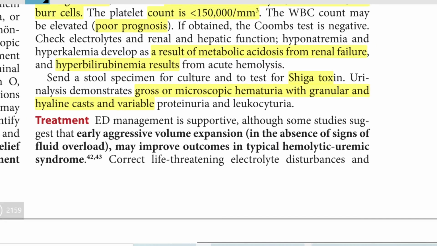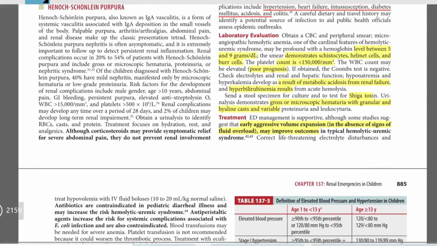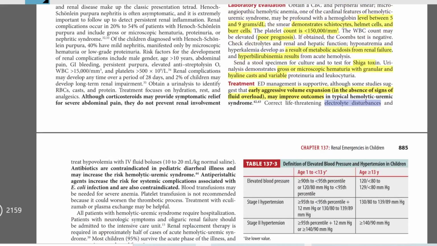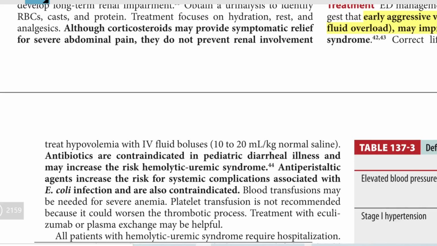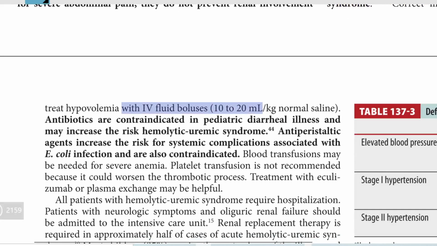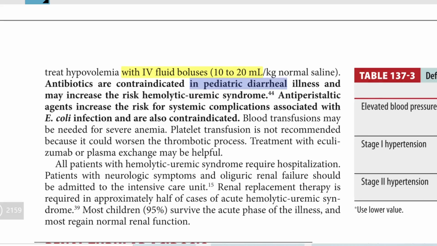In the ED, management is supportive, although in some studies early aggressive volume expansion may improve outcomes in typical cases. We must correct the underlying electrolyte disturbances and treat hypovolemia with an IV fluid bolus, that is 10 to 20 milliliters per kg normal saline. Antibiotics are contraindicated in pediatric diarrheal illness and may increase the risk of hemolytic uremic syndrome. Antiperistaltic agents increase the risk of systemic complications, are mainly associated with E. coli infection, and are also contraindicated.